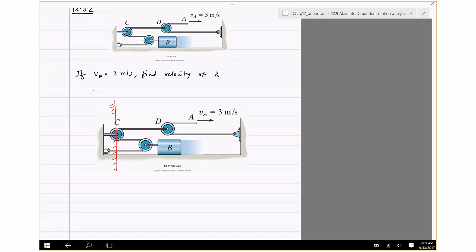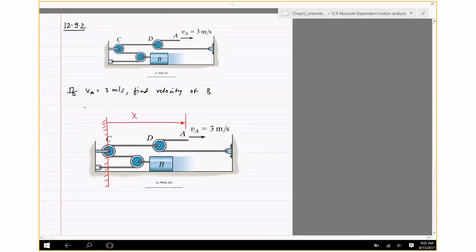Okay, so once we choose the datum, the second point is what are the things we're interested in? We are interested in the motion of A, that's given. We are interested in the motion of B. So I'm going to assume that xa is the distance moved by A, or xa is the distance of point A from the origin or the datum.